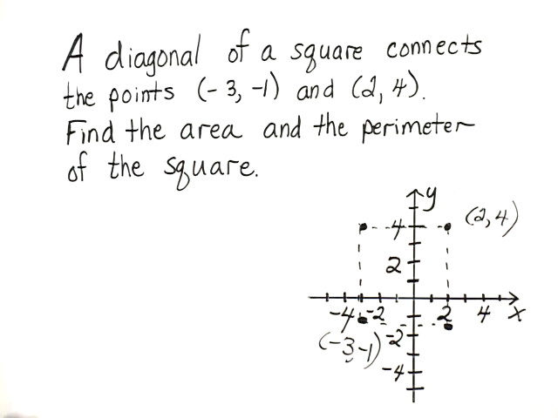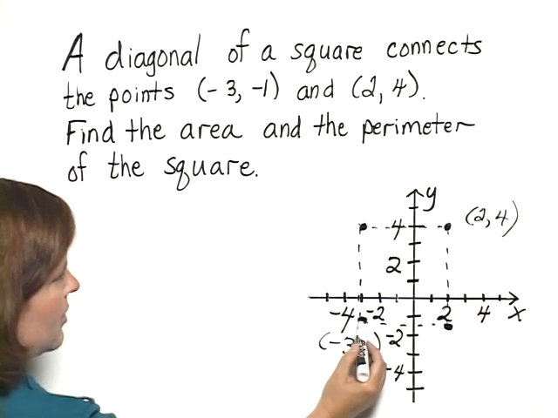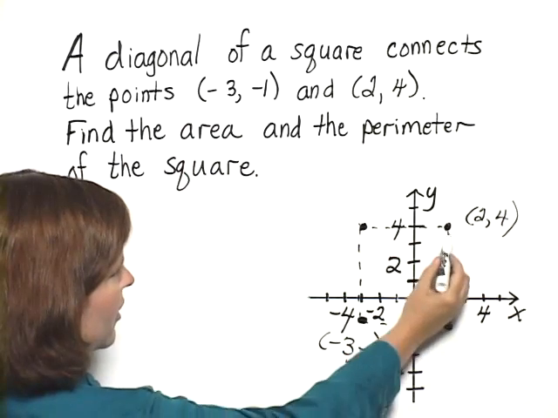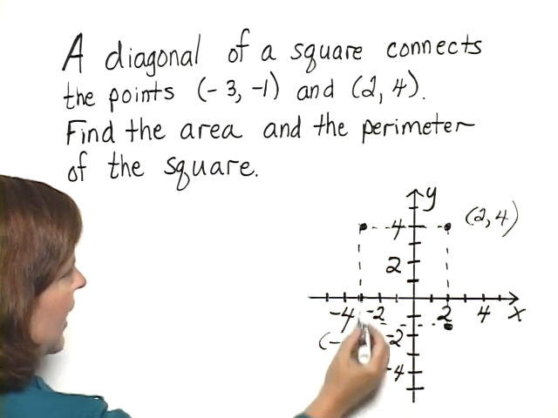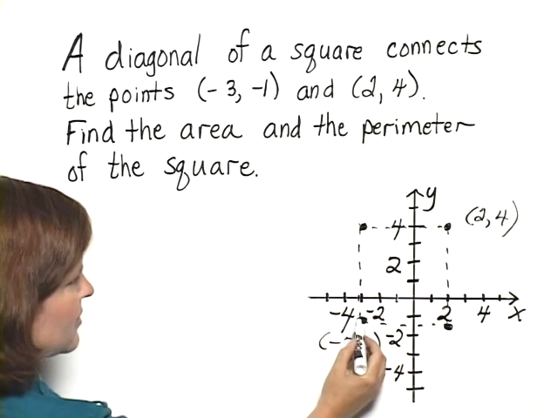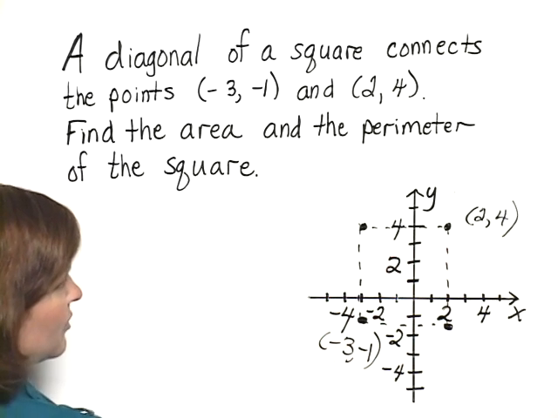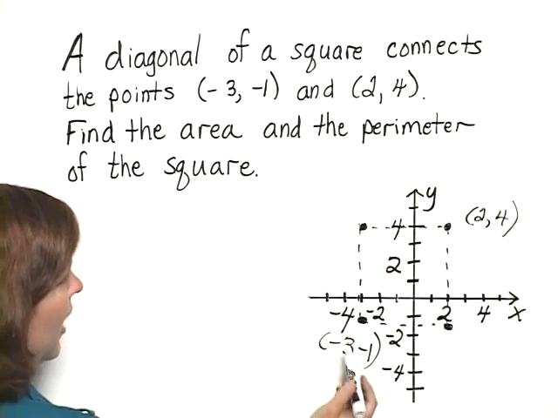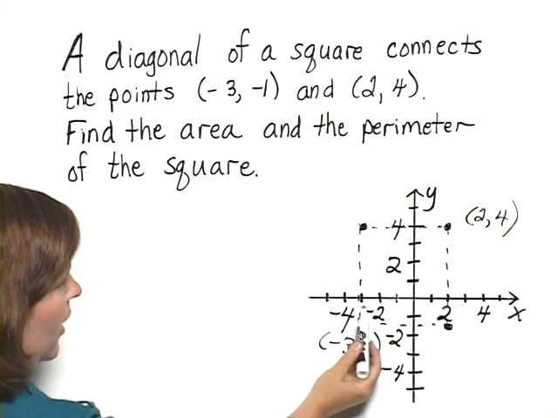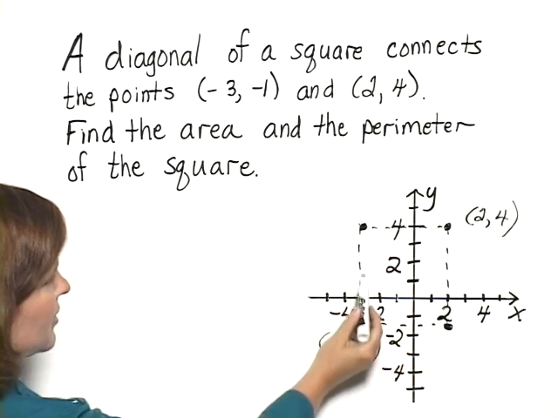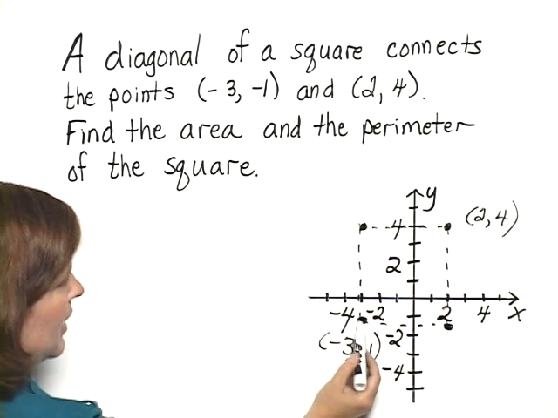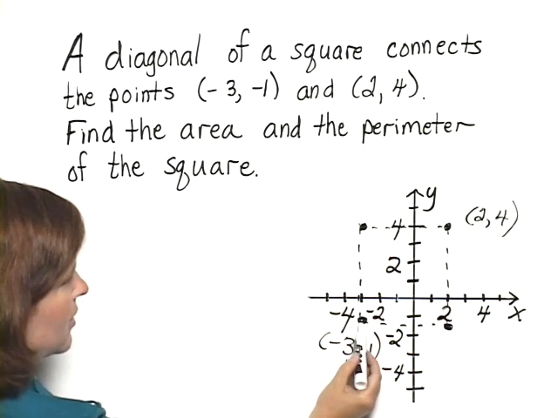Now we're looking for the area and the perimeter of the square. The area of a square would be, since all these four sides are the same, we would take a side and square it. Well, what's the length of a side? Since we have it drawn out, we can actually count it out. Start here at -1 and go up to 4. That's going to be 5 units here. And it's also 5 units across here.